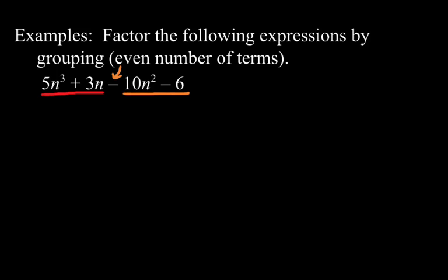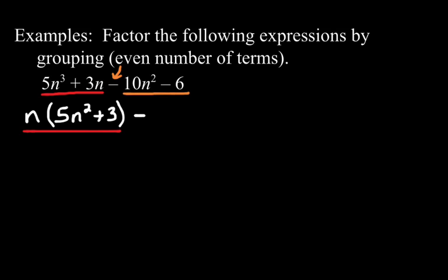So we look at the first half, 5n cubed plus 3n. And notice there's no numbers that we can factor out with the 5 and the 3, but we could factor out an n. So we're going to factor out an n, and that leaves us, when we divide out the n, with 5n squared plus 3. And that's now the first half, and now it's one big term. And then we have our minus sign.